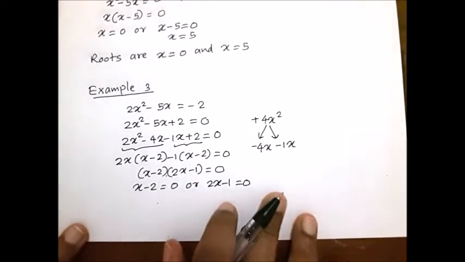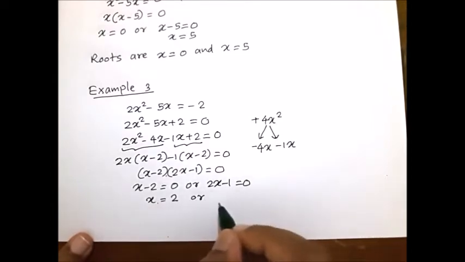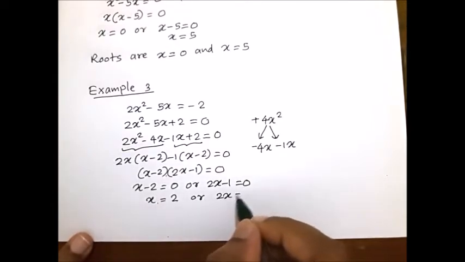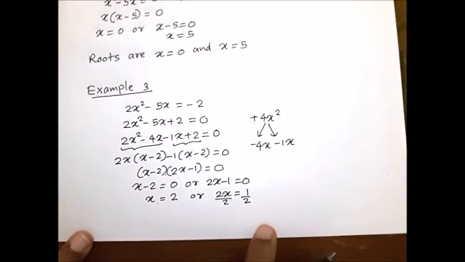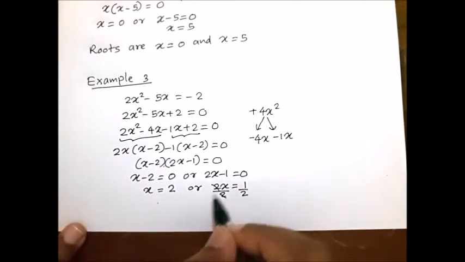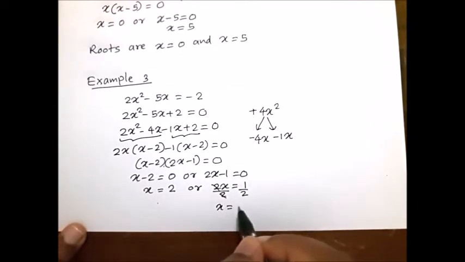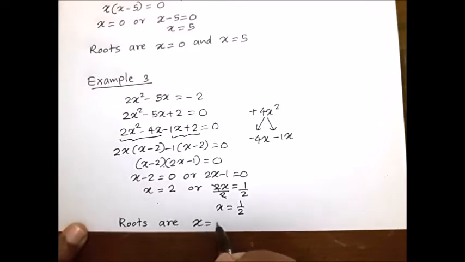Now take minus 2 to the right hand side. It becomes plus 2. Here take minus 1 to the right hand side. It becomes plus 1. Divide by 2. You have to make x the subject here. So here x equals half. The roots of this quadratic equation are x equals 2 and x equals half.